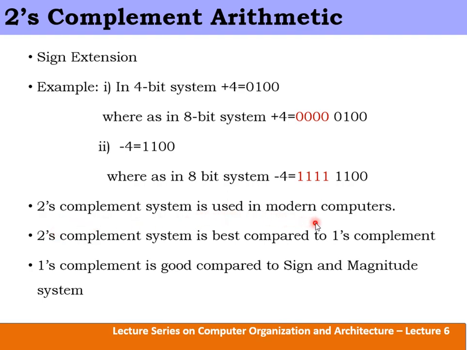It is used in modern computers because the 2's complement system is simple and easy for calculation. As well as, 2's complement system is best compared to 1's complement. So why do we say 2's complement system is best when comparing with 1's complement? Because in the case of 2's complement system, either we are performing an addition operation or a subtraction operation, if a carry is generated, we are going to ignore that carry.